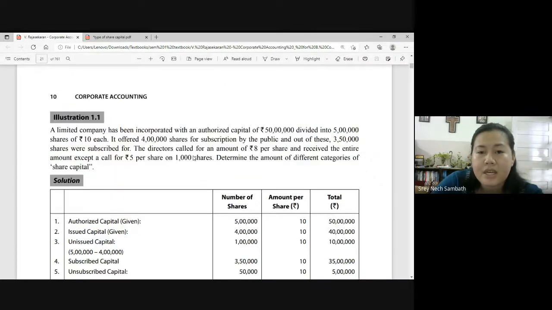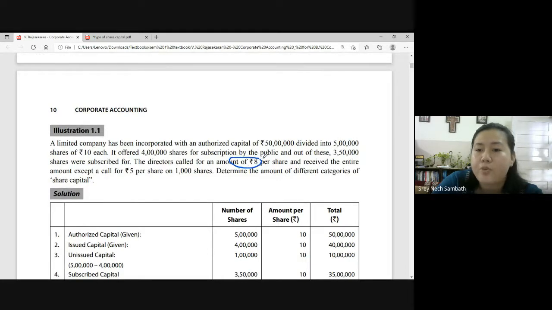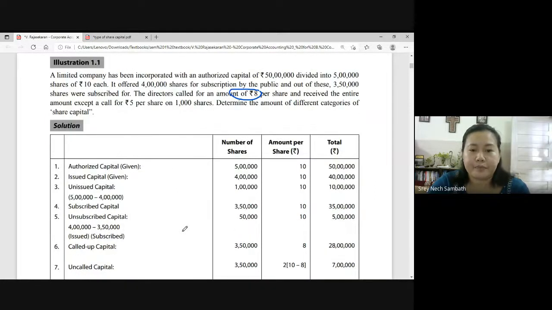If you have seen here, they have mentioned that they called up the amount of 8 rupees per share and received the entire amount except the call for 5 rupees per share on 1,000 shares. So we have to be clear on here, okay? Call up capital is 350,000 into 8 rupees, because they said they received the entire 8.